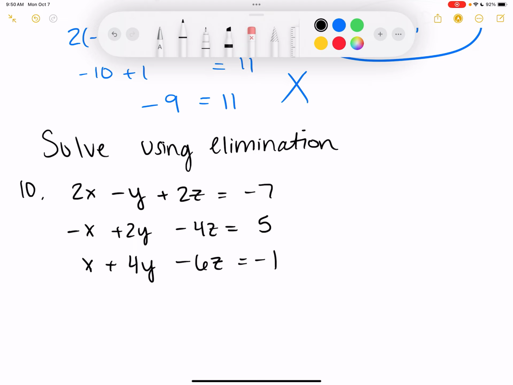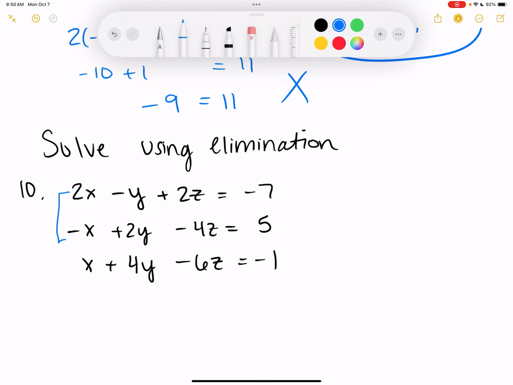Right now I have 3 equations, 3 unknowns. I need to get it down to 2 equations and 2 unknowns to be able to start solving this. So I'm going to pick 2 equations, the first and second one. We're going to pick a variable to solve for in this one, and then I'm going to pick 2 more equations and solve for that same variable.